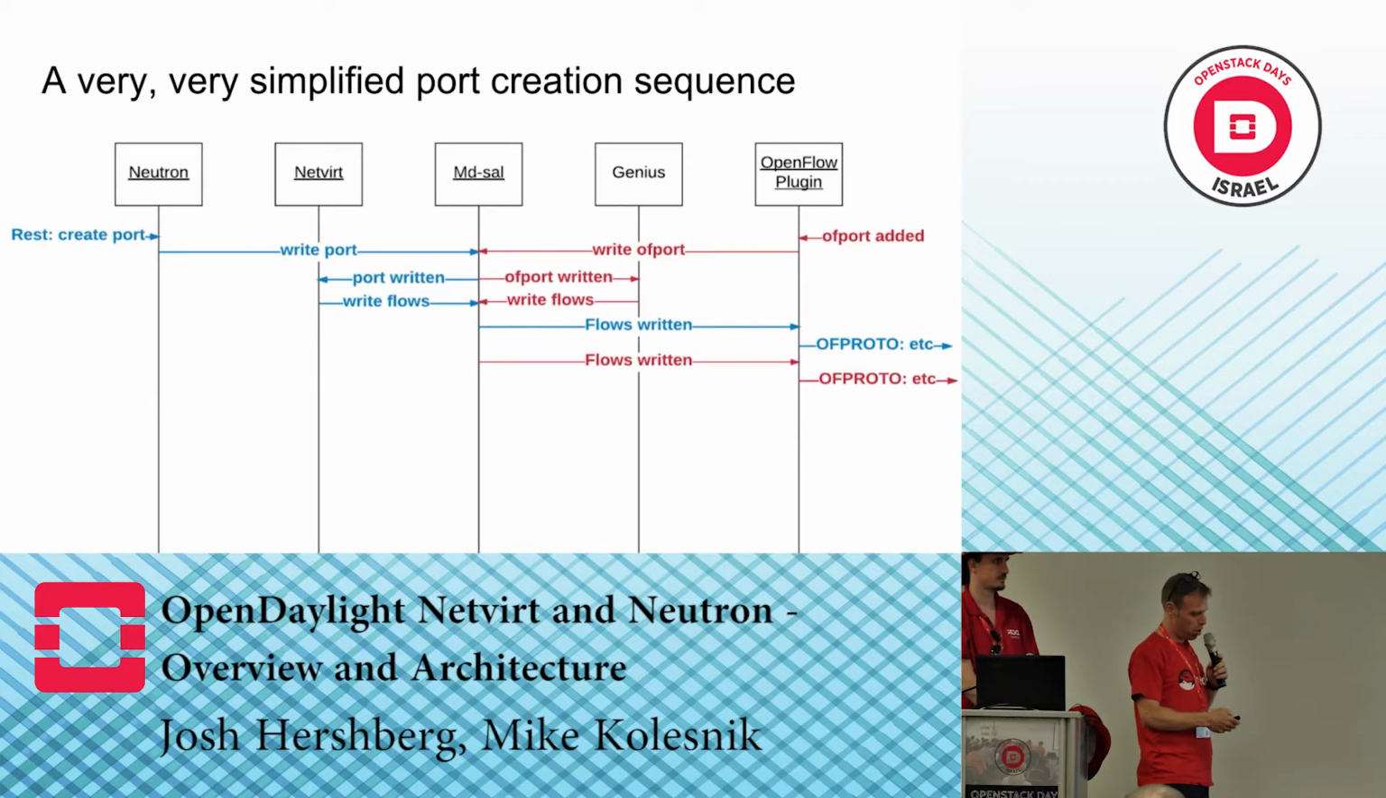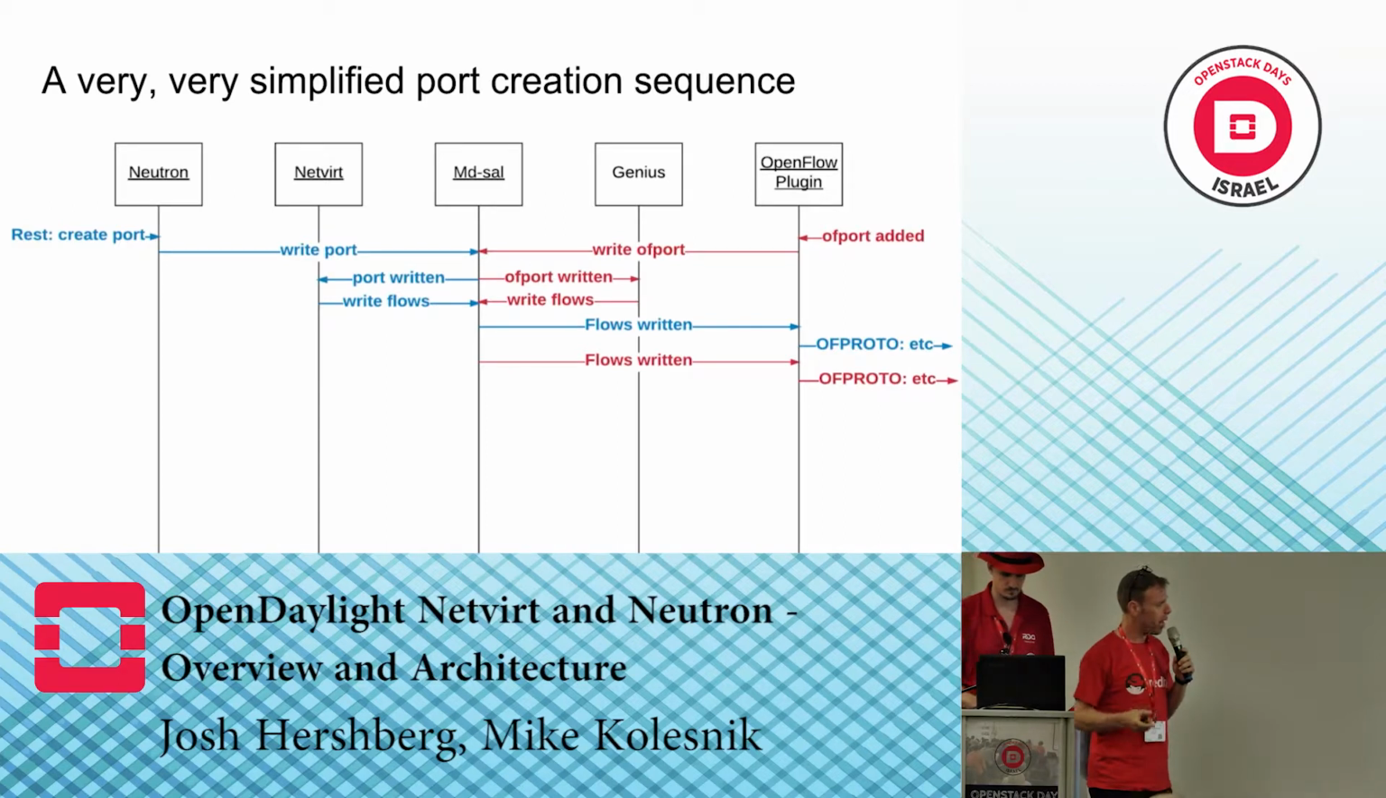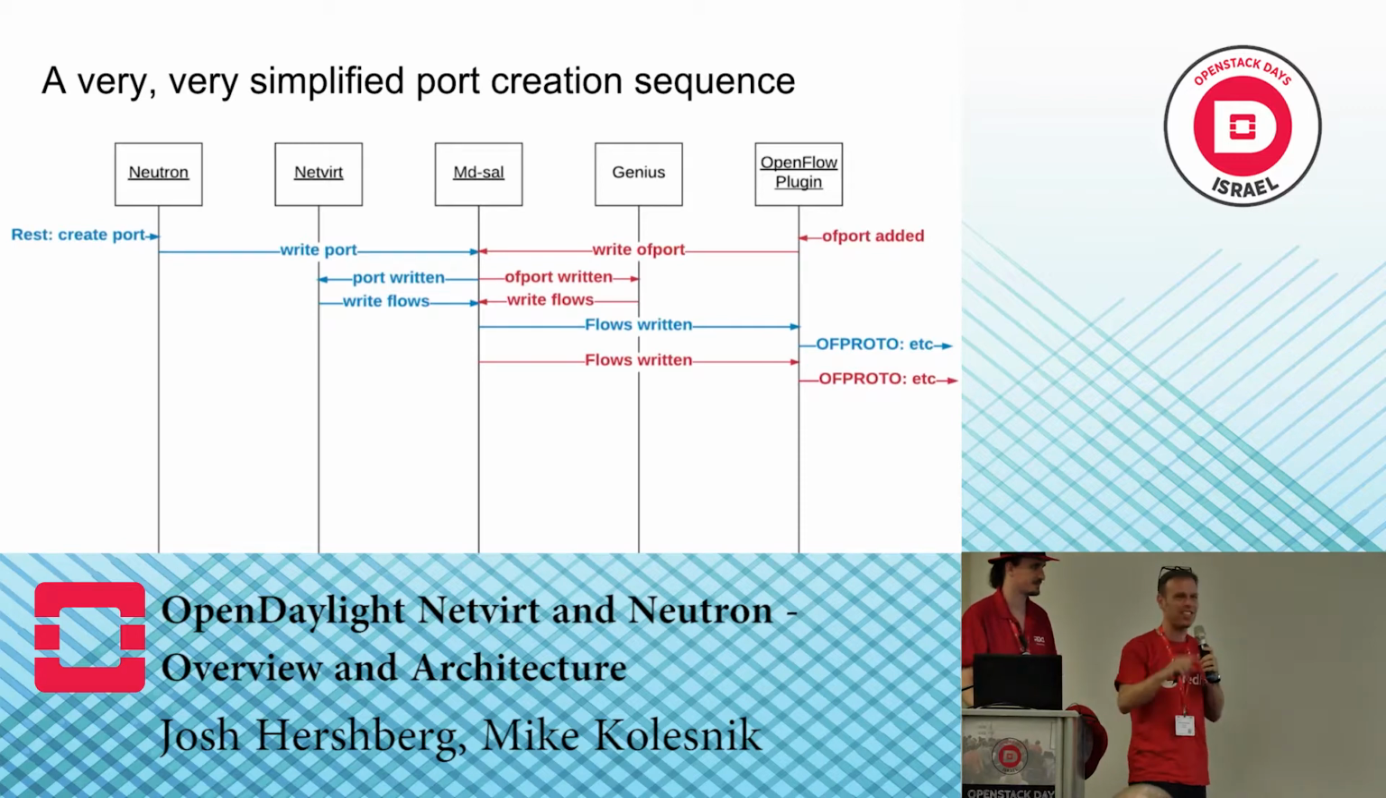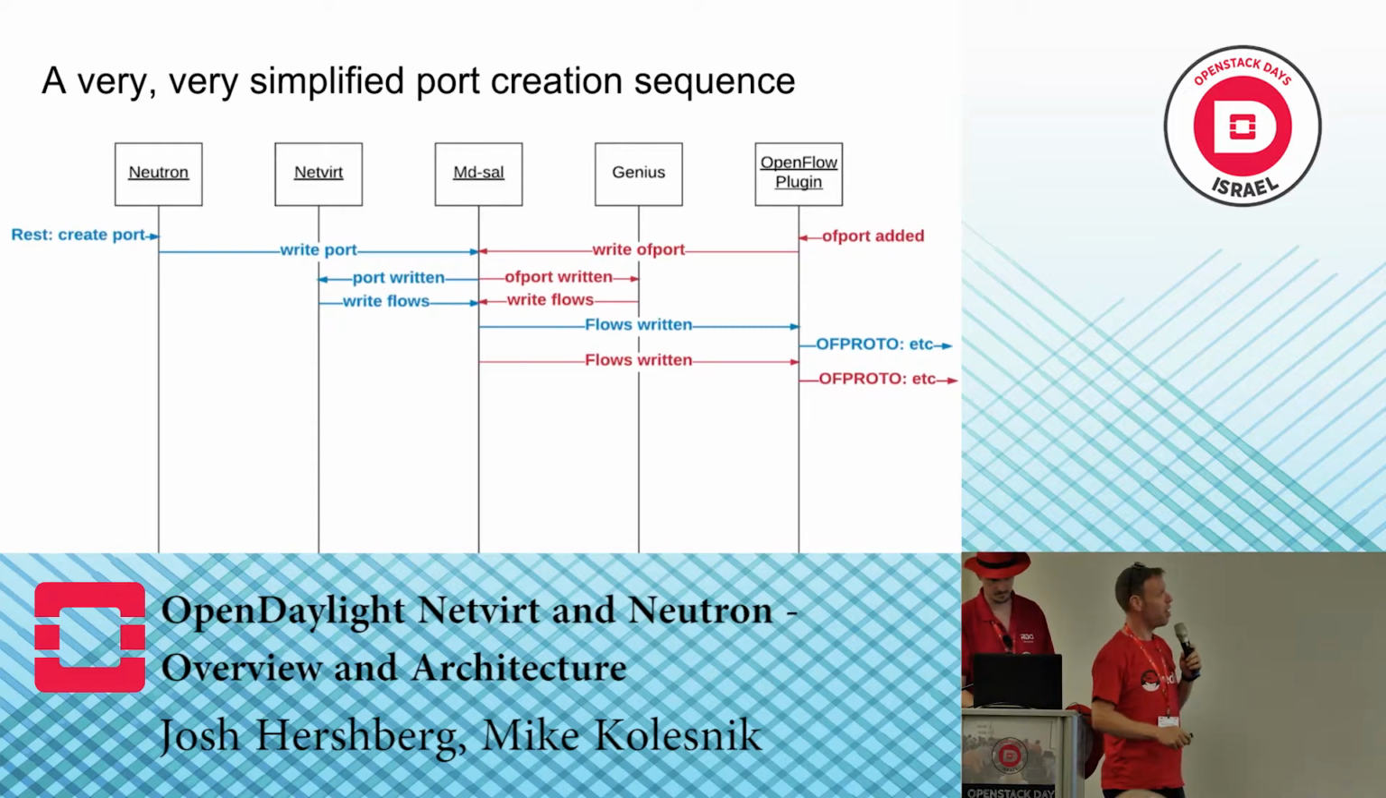So there's this component called Genius, which actually started out as part of the Netvirt project, but then got spun out. And what Genius does is, A, it makes the pipeline incredibly complex and hard to understand. But if you use its APIs, it allows coexistence of different services within the pipeline. Because of that, Genius is responsible for writing some of the flows to OpenVSwitch, and Netvirt is responsible for writing other flows. So that's essentially what happens.